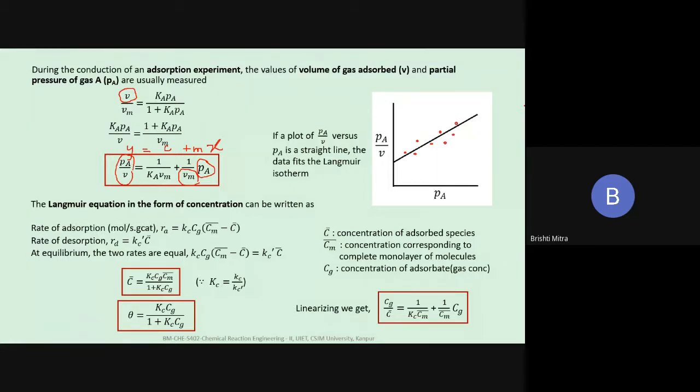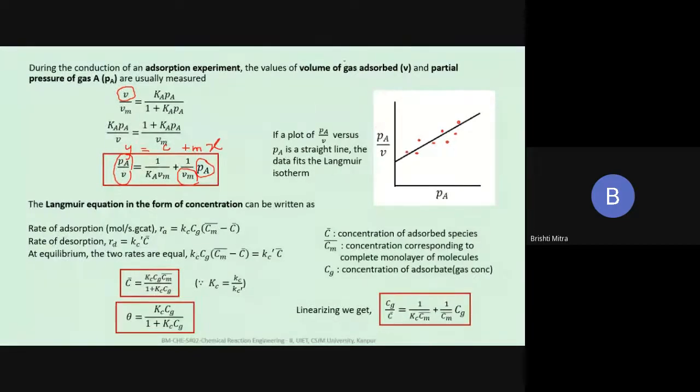Now, there is another way in which we can write out the Langmuir equation, which is in terms of the concentration. But this is something I will take up in the next class, because I have to explain this very nicely, what happens if I am writing in terms of concentration rather than in terms of partial pressure. So I will stop here today, and from the next class we will continue with this Langmuir isotherm in terms of concentration, and then we will continue with the other isotherms that we have.